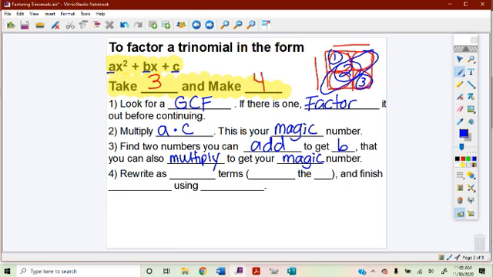But you multiply A times C to get that magic number, and then you try to figure out 2 numbers that you would add to get the middle term that you could multiply to get the magic number that you got when you multiplied A times C. Then you're going to rewrite this as 4 terms. And the 4th term comes because you're going to split the B. And I'll show you what that means. Then finish factoring with grouping.